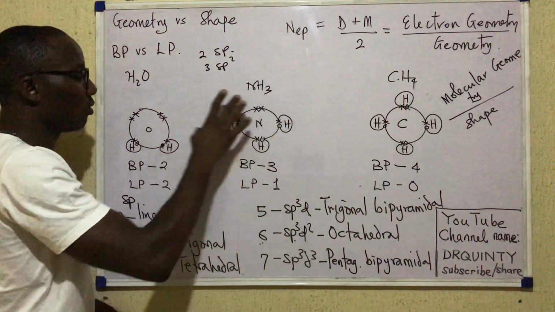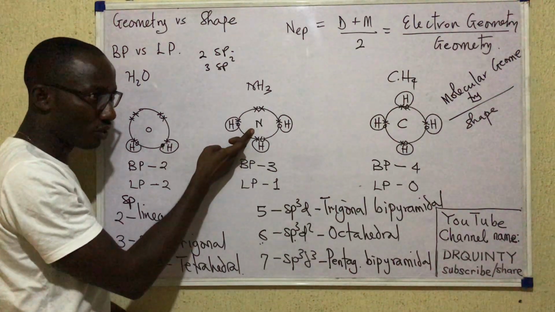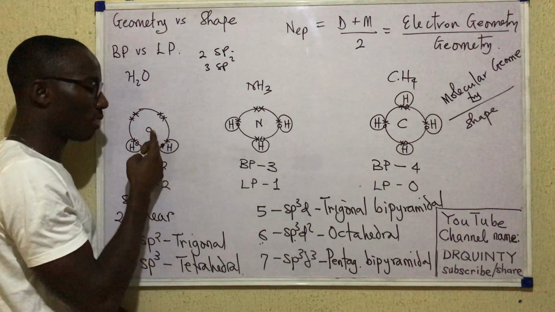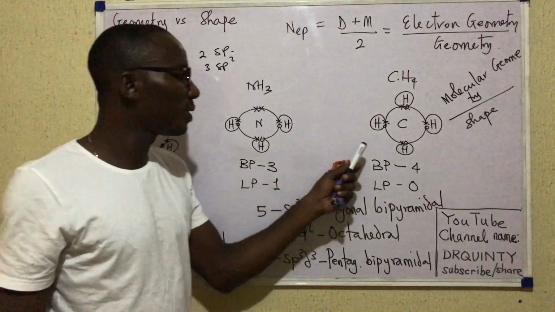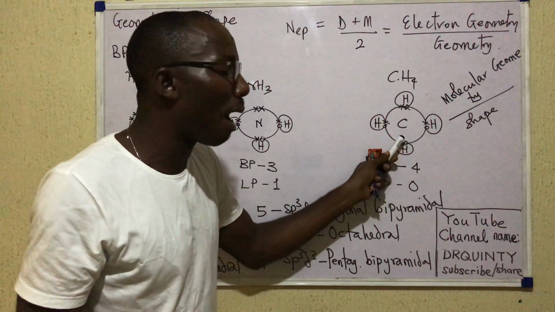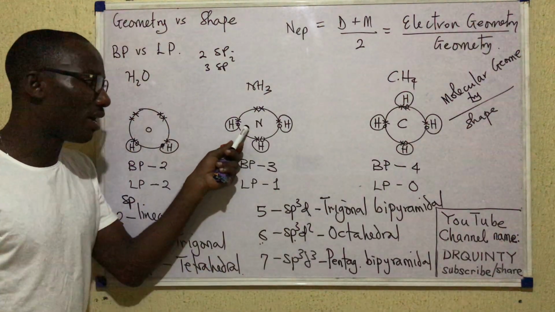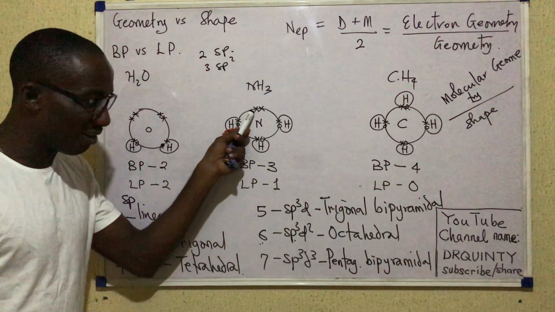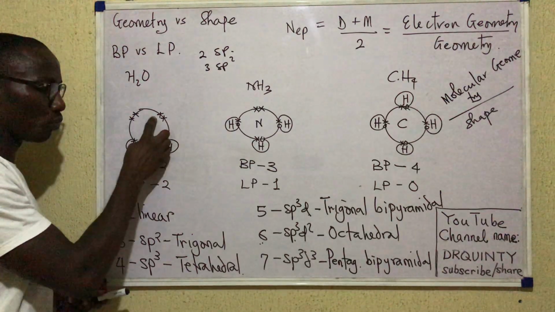If you do the same calculations for these two guys, you'd see that nitrogen here is sp3 hybridized, while the oxygen is also sp3 hybridized, and that means these two are also tetrahedral. However, in methane, you see that all the 4 electron pairs are bond pairs. None of them is a lone pair. Whereas in ammonia, 3 of them are bond pairs and 1 of them is a lone pair. In water, there are 2 bond pairs and 2 lone pairs.